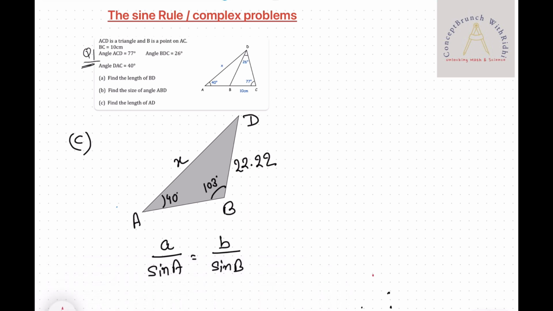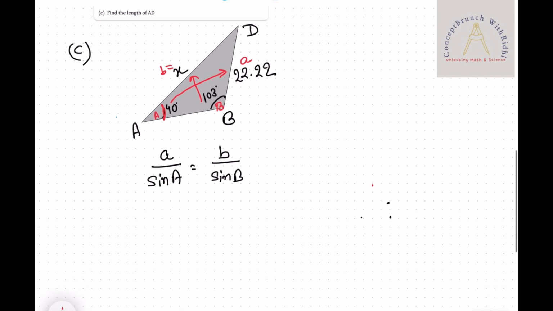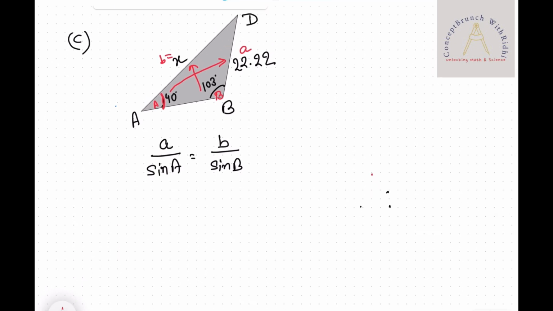Here we can see, let this be the angle A, so this is the small a, correct? This is the B, so this is going to be small b, right? Let's write the values. So a we can write as 22.22 divided by sine 40 degrees, that is equal to b, that is x, divided by sine 103 degrees.